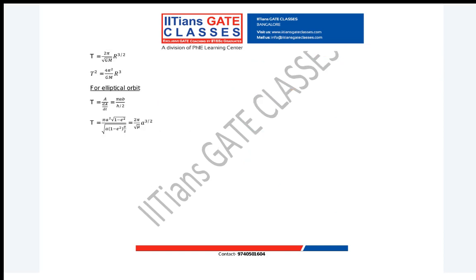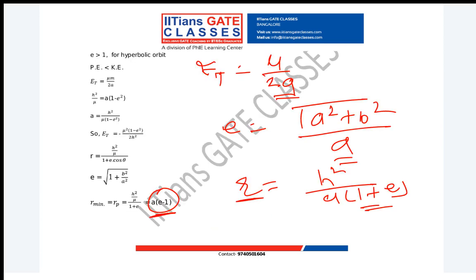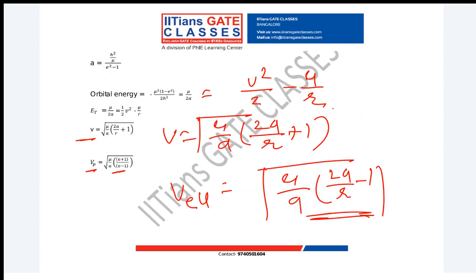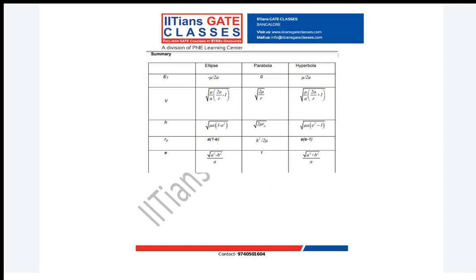Okay, and this table which is given further is based on whatever we have discussed: the different orbits, ellipse, parabola, hyperbola. What is the orbital energy per unit mass: minus mu by 2a, parabolic zero, mu by 2a. What is the velocity at any radius? This formula we know. What is the h in terms of this? What is the rp, the perigee distance? What is the e value? So this table you guys can remember.